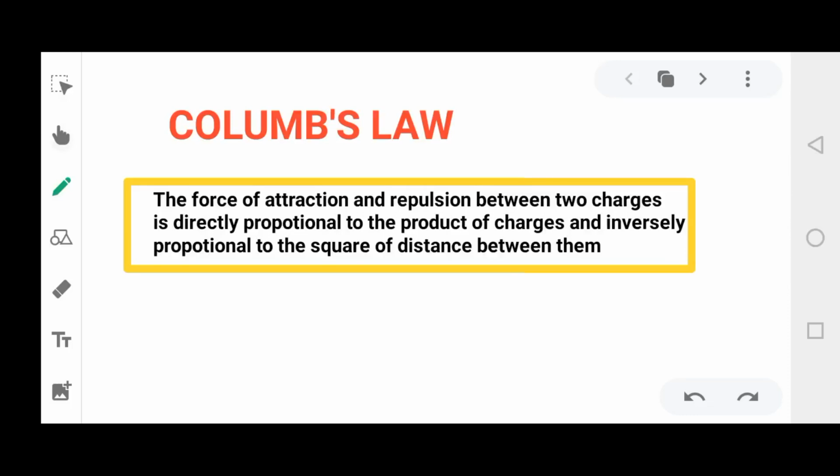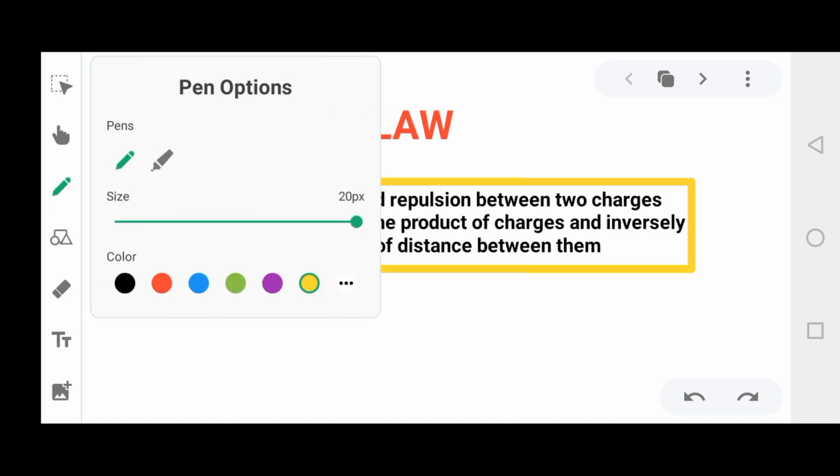So today we will talk about Coulomb's law. What is Coulomb's law? Coulomb's law basically defines that the force of attraction and repulsion between two charges is directly proportional to the product of charges and inversely proportional to the square of distance between them. So we will try to explain and understand what this definition says.